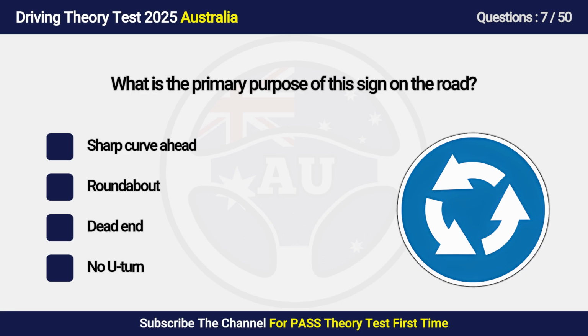A. Sharp curve ahead. B. Roundabout. C. Dead end. D. No U-turn.